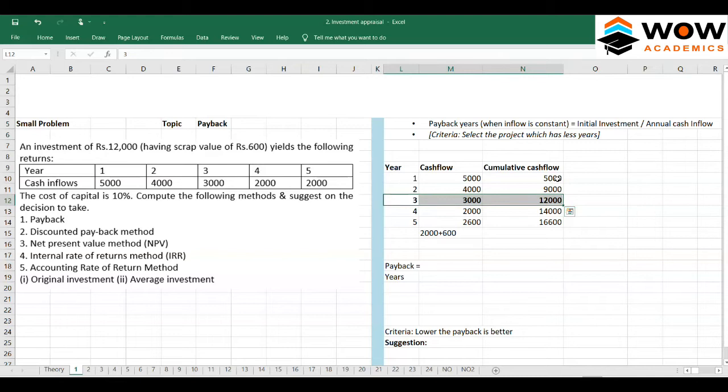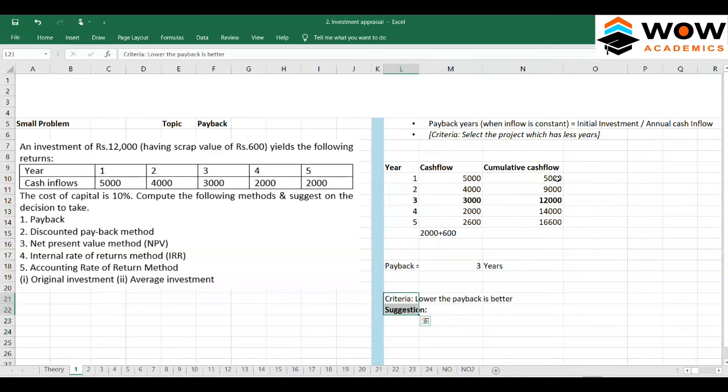So in this problem there's no computation at all. Exactly in the 3rd year we're getting it. So we can directly write the answer as 3 years. We can't write a suggestion here because we can't compare it with anything. So this is about this problem here. We don't have any computational things here. But let's see another problem where we might get a computation.